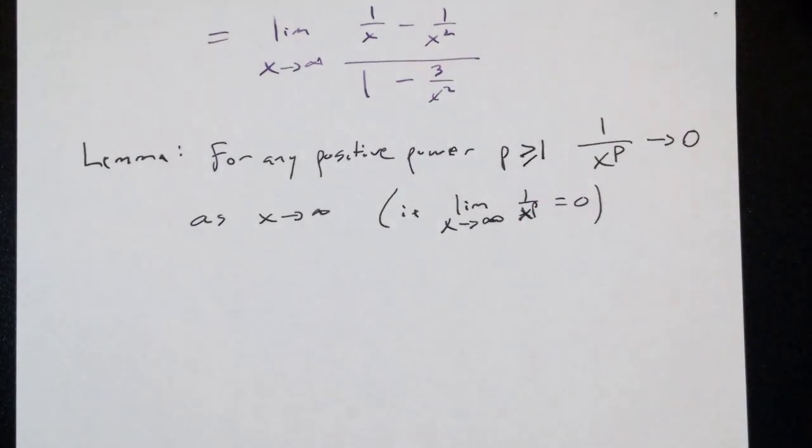What happens when you take the square root of a big number? Square root of a big number gets smaller. Oops. But 1 over x to the p is 1 over a big number. 1 over a big number is really, really small. And as the bottom gets bigger, the whole fraction gets smaller and smaller. 1 over x to the p goes to 0.